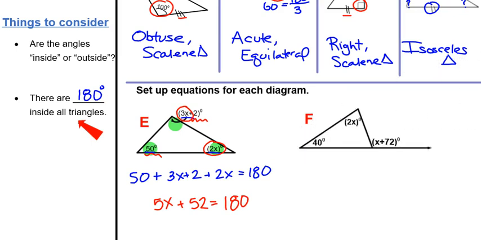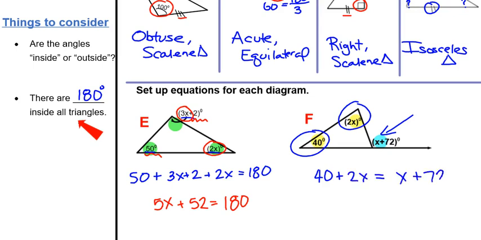When we do letter F, the one thing that we notice is that we have this angle on the outside of the triangle. And these two angles right here are both on the inside of the triangle. So this is the exterior rule. Remember, these two angles that don't touch the exterior angle equal the exterior angle. So for this one, we write 40 plus 2x equals x plus 72. In this case, we don't do any mental math because these two terms, the 2x and the 40, neither one of those are like terms, so we can't add anything together. We're all done with those problems.